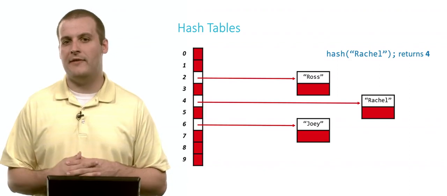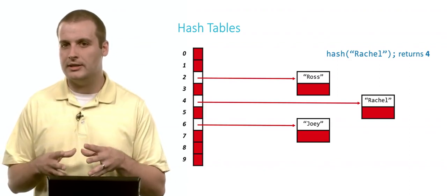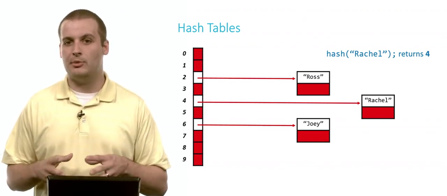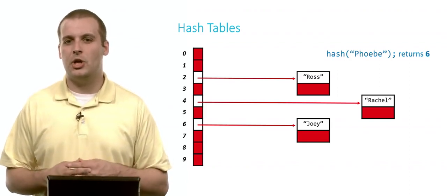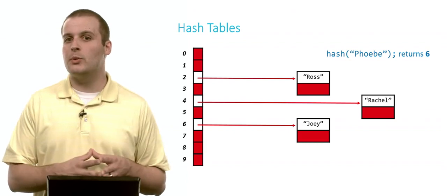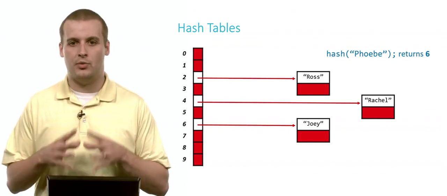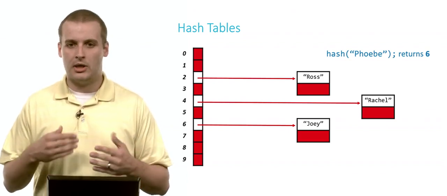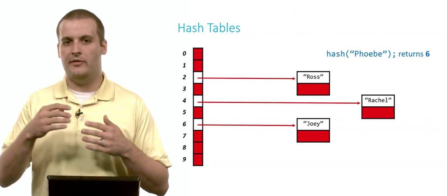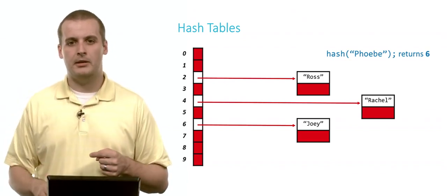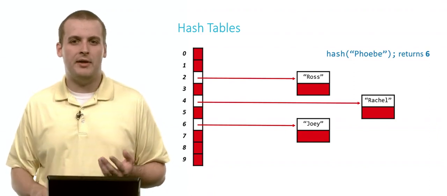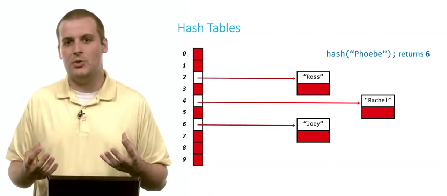OK, but what happens if we have a collision? Let's see how we handle collisions using the separate chaining method. Let's hash Phoebe, and we get the hash code 6. In our previous example, where we were just storing the strings in the array, this was a problem. We don't want to clobber Joey, and we've already seen that we can get some clustering problems if we try and step through and probe. But what if we just treat this the same way? It's just like adding an element to the head of a linked list.